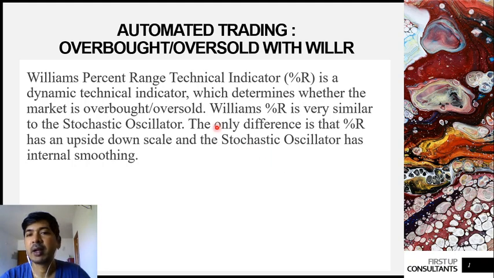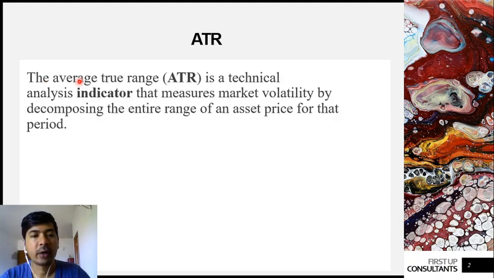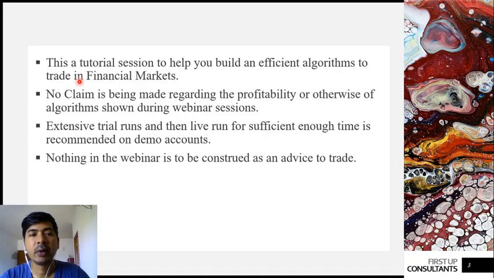So for that matter, we are going to use this Williams percentage R. This is a technical indicator, and it helps us determine whether the market is overbought or oversold, and it is pretty much similar to the stochastic oscillator, only that the scale is upside down, means it is marked in negative connotations. The ATR, average true range, it is pretty simple. We use it all the time to determine the entry and exit points.